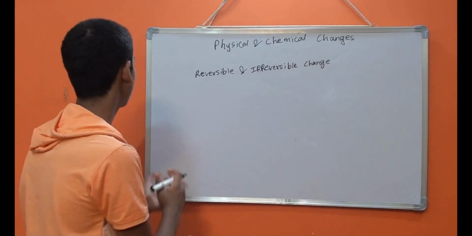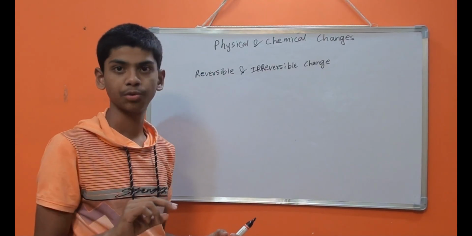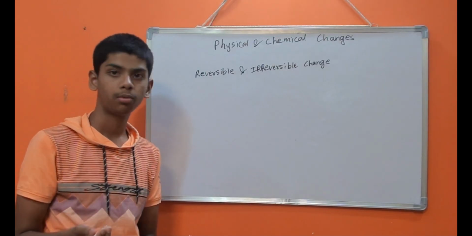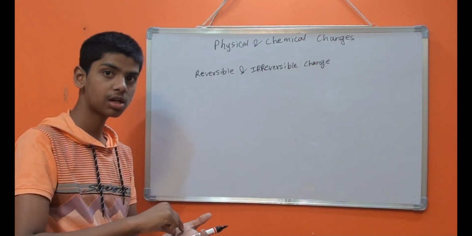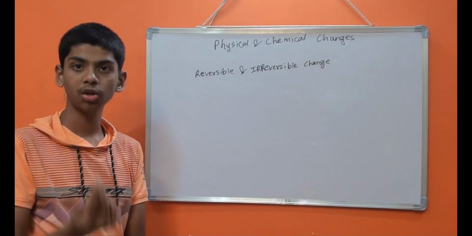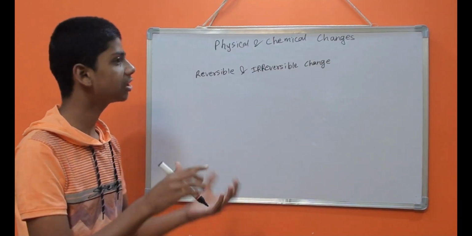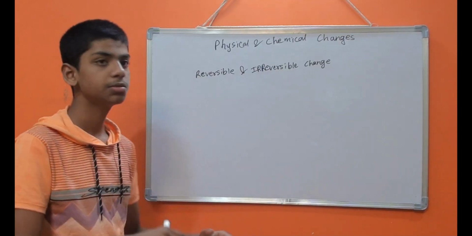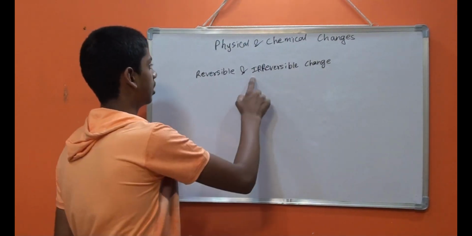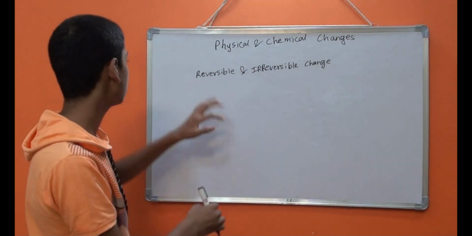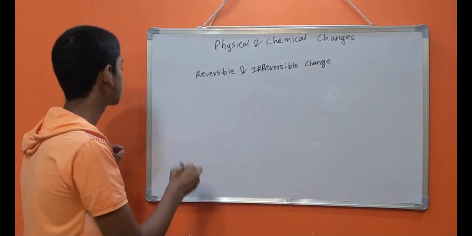Reversible change means changes like, you took an ice cube, you kept it on some plate, it melts after some time. Now you can make that water back into an ice cube by freezing it. That is called reversible change, which means the changes which can be reversed are called reversible change. And irreversible change is the opposite of reversible change. Now let's see a few examples of reversible change.